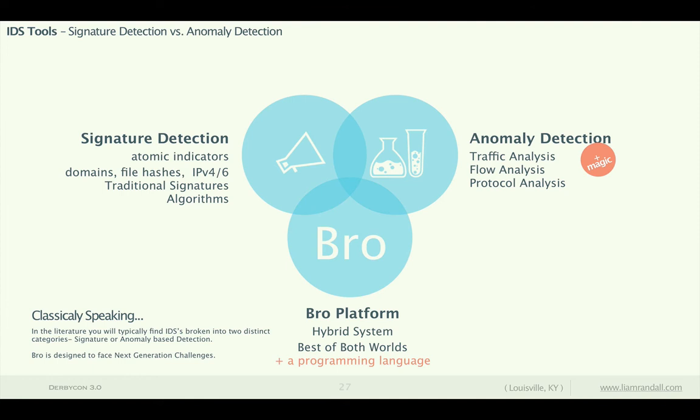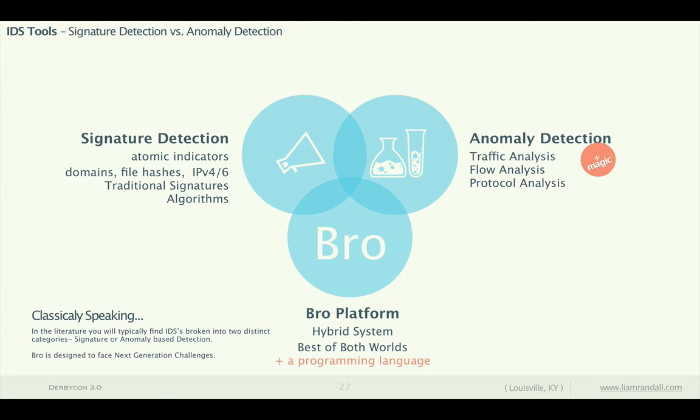Your signature-based detection are the things that you typically think about. This would be like Snort rules or atomic indicators of bad things: bad domains, bad file hashes, bad IPv4, v6 addresses, and so forth. Anomaly detection is defined somewhat differently depending on where you check, but I think that it generally means that you're going to use things like traffic analysis, flow analysis, and protocol analysis with a little bit of magic and special sauce to determine when things are different on your network.